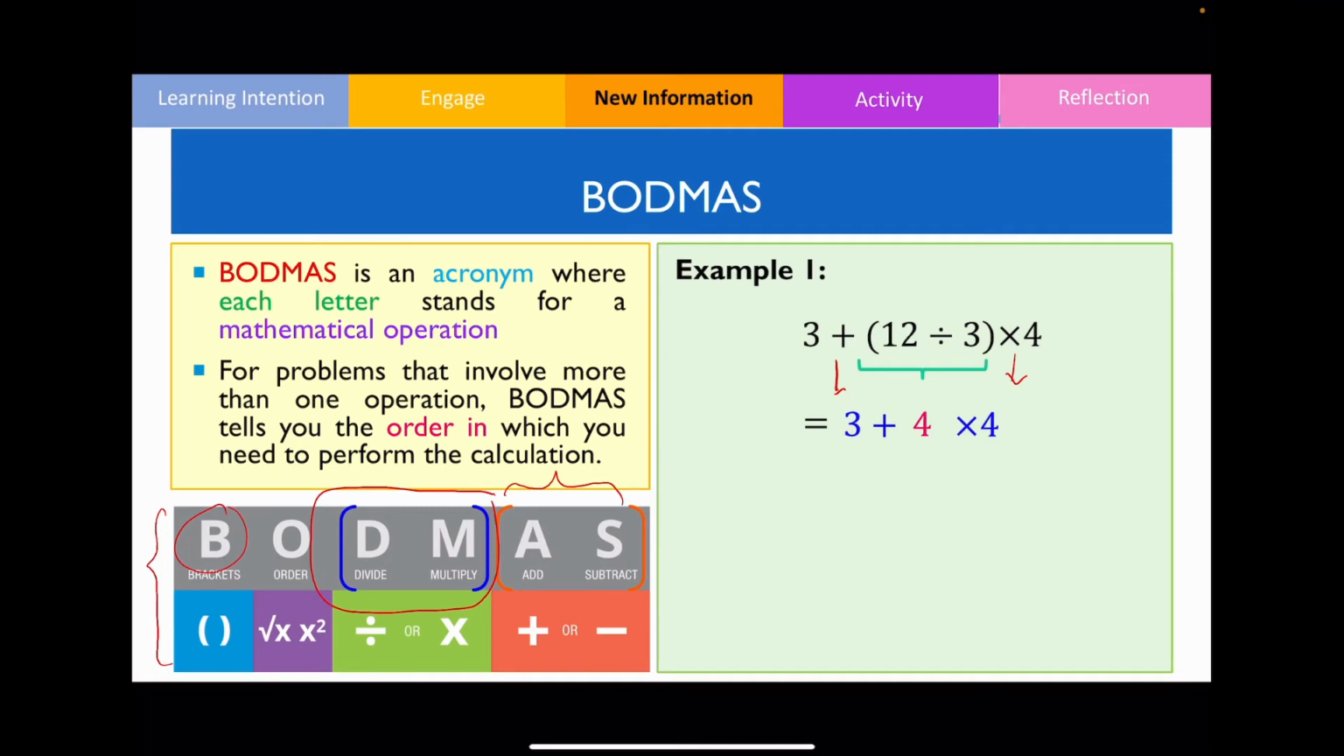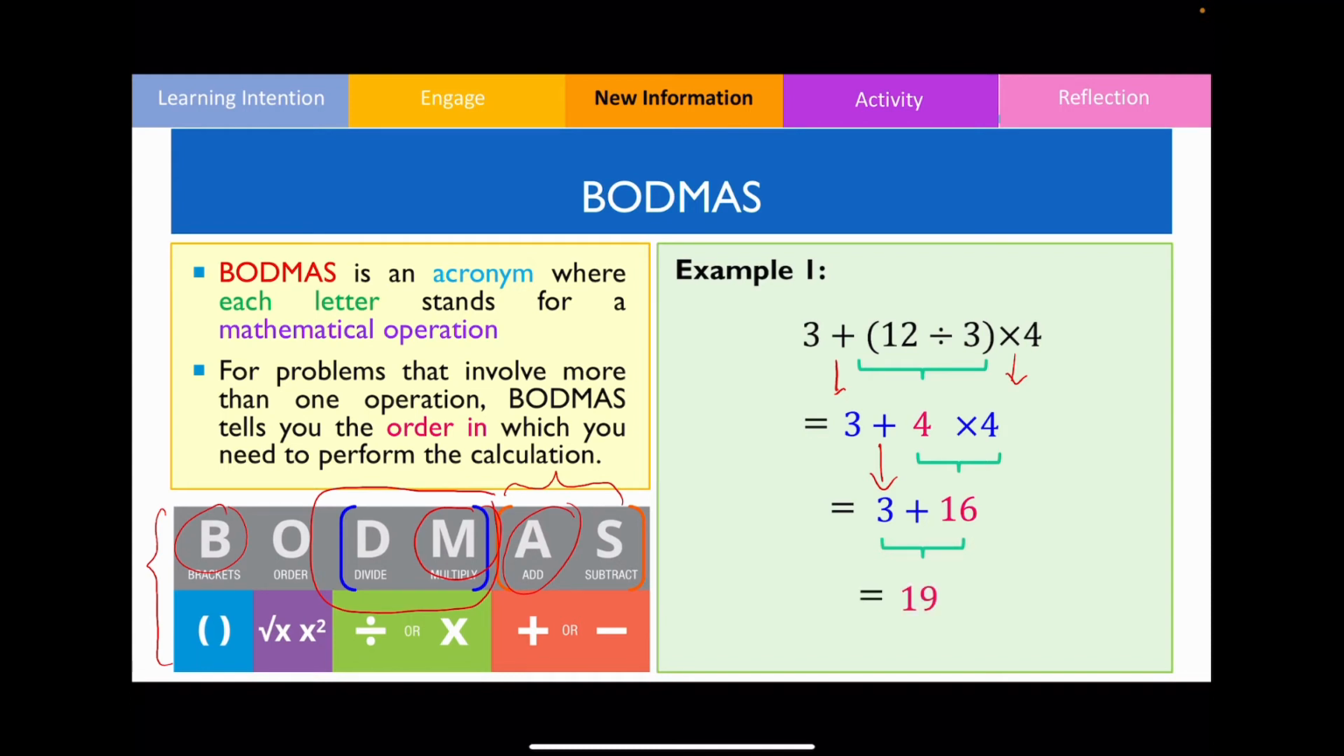Now that I've done that, I'm going to read the question. So it's 3 plus 4 multiplied by 4. According to BODMAS, multiplication has a higher priority than addition. So I'm going to multiply first. So I'm going to go 4 times 4 is going to be equal to 16. And then we've got this that I haven't done. So I'm going to drag that down. So now I need to do 3 plus 16, and that is going to be equal to 19.